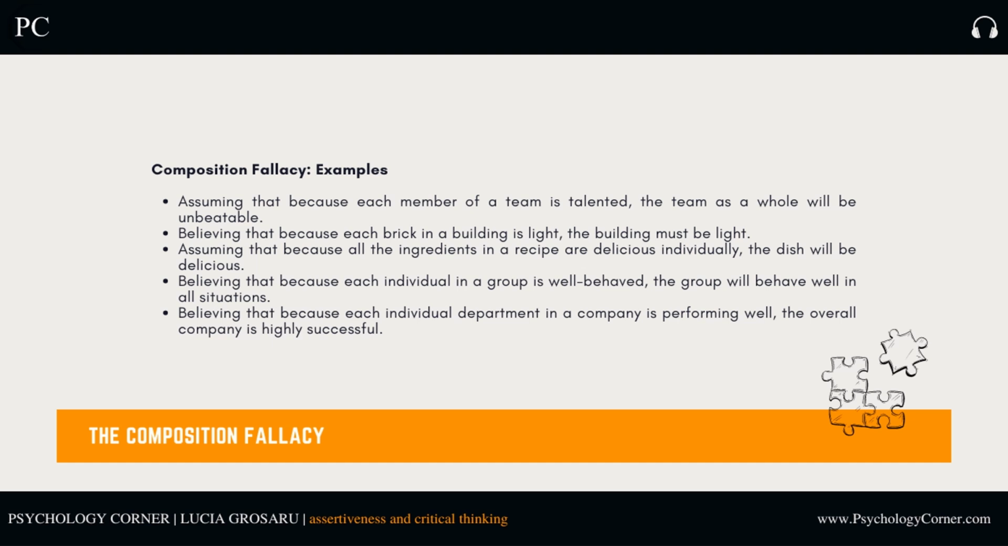Composition fallacy. Examples. Assuming that because each member of a team is talented, the team as a whole will be unbeatable. Believing that because each brick in a building is light, the building must be light. Assuming that because all the ingredients in a recipe are delicious individually, the dish will be delicious. Believing that because each individual in a group is well behaved, the group will behave well in all situations.